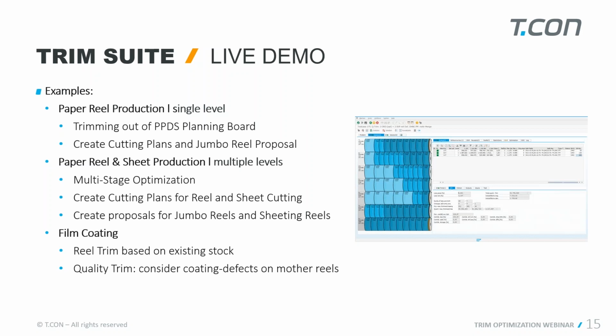This will be followed by an example where we do a multi-stage optimization. So we have there a set of orders for sheets, and the challenge is to take care of the production of reels and sheets at the same time. And the last example will be an example from the area of film. There we will do a stock-based trimming, where for each of the stock elements that we have in the warehouse, we also have a list of quality issues. So this will be a trim from stock, including quality challenges.